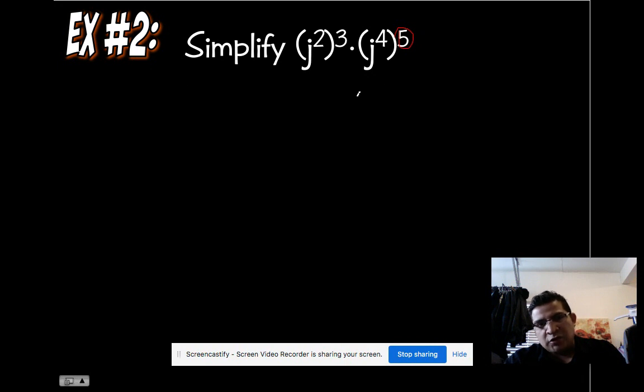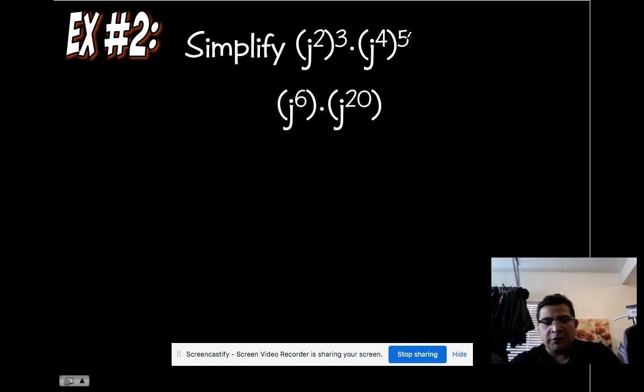The 5 copies, you can write them if you want, but as we learned from the previous formulas, the 2 and the 3 are going to get multiplied. So you're going to get j to the 6. The 4 and the 5 are going to get multiplied. So 4 times 5 is 20. You should get j to the 6 times j to the 20. Take a moment to write that down.